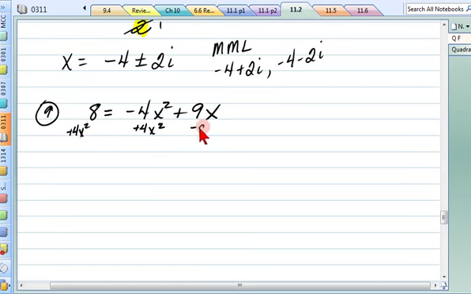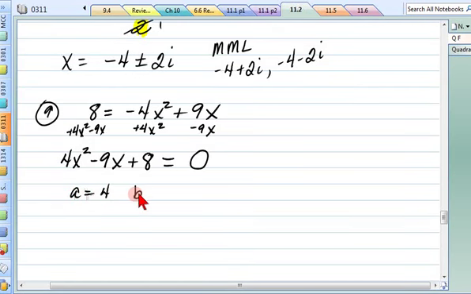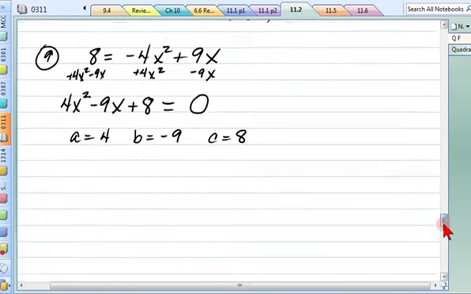And I'm going to subtract 9x to get it to the left side also. That leaves me with positive 4x squared minus 9x, then there was a plus 8 equals 0. If you had it all on this side, it would be negative 4x squared, positive 9x, and negative 8, but in the end, the answers would be the same. So the way I'm doing it, A is 4, B is negative 9, C is 8.